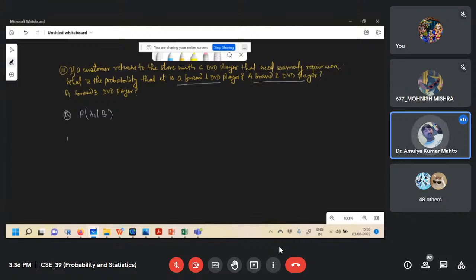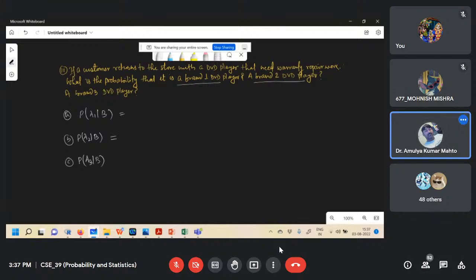Second part is probability. It is already given that this needs repair from this line. DVD player that needs repair work, and it is a brand 2 DVD. It's A2. And C part is probability that it's a brand 3 given that it needs repair. So these three things you need to calculate.